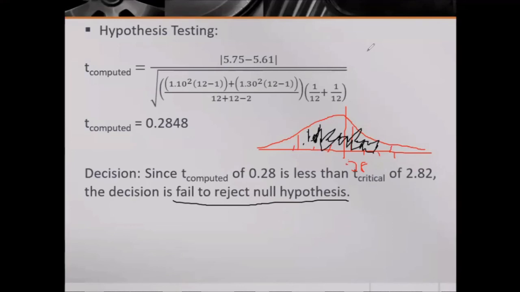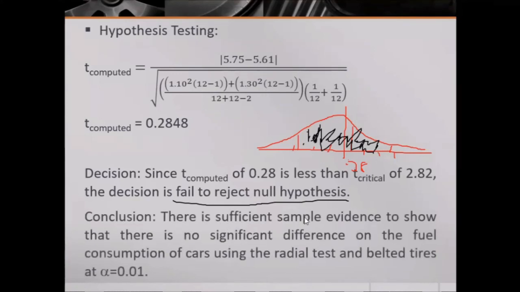So, pwede na tayo agad makakuha ng ating conclusion. So, ang conclusion natin ay yung mismong null hypothesis. There is sufficient sample evidence to show that there is no significant difference on the fuel consumption of cars using the radial tires and belted tires at alpha of 0.01. Okay, so kung ano man gamitin na gulong, radial man or belted, ay walang pagkakaiba para sa fuel consumption.